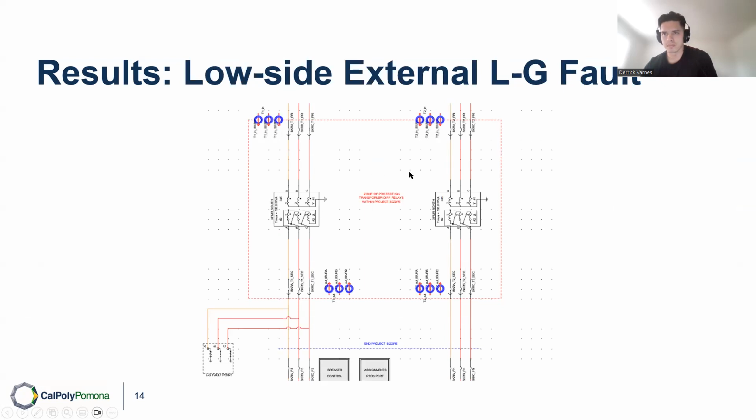And here's just more of the same. So instead of the high side external fault, it's low side. So we put the line to ground fault point outside of the zone of protection on the load side.